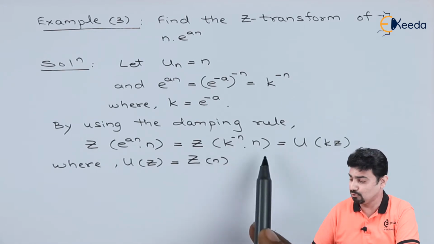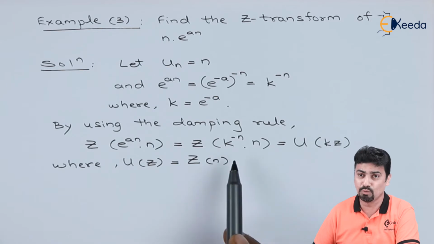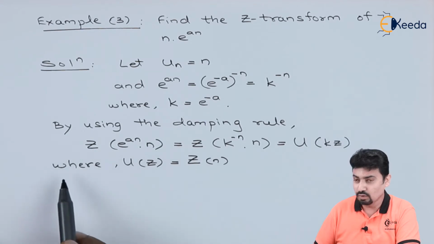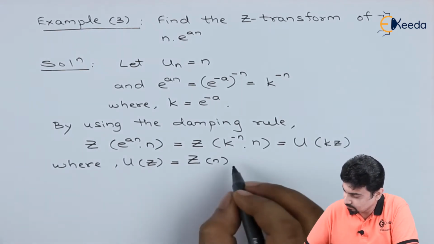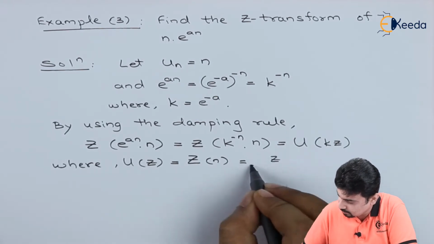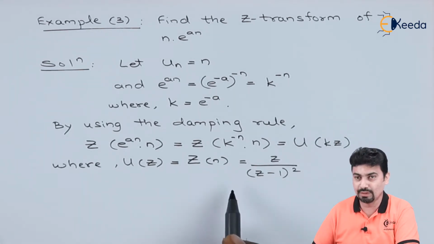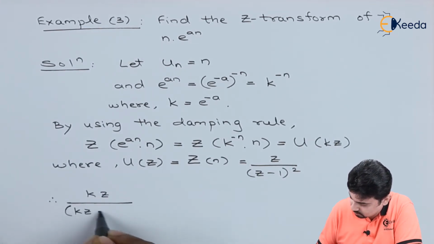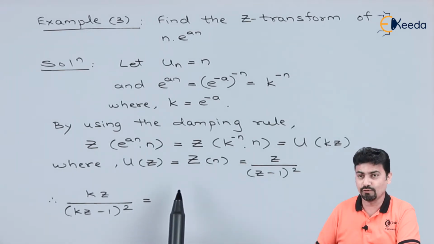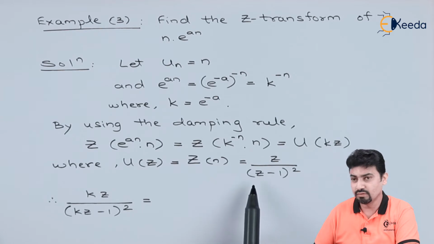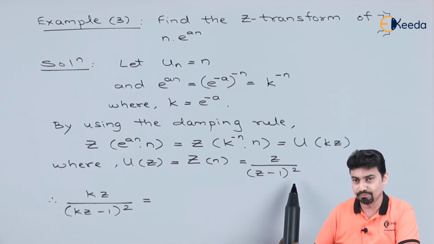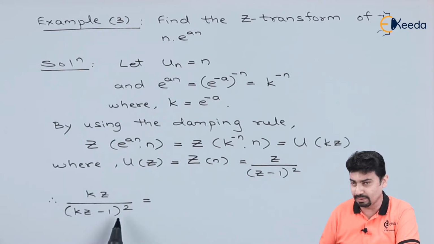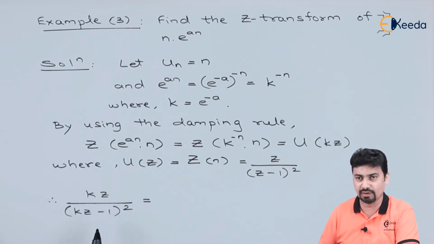Applying z transform, we will get z raised to minus n. So it's kz whole raised to minus n, which is the z transform for kz. Correct? Now thus, where uz will be equal to zn, the value of which is z upon z minus 1 the whole square. Since the z transform of n is z upon z minus 1 the whole square, for kz it will be kz upon kz minus 1 the whole square. Let us simplify this further and get our final answer.